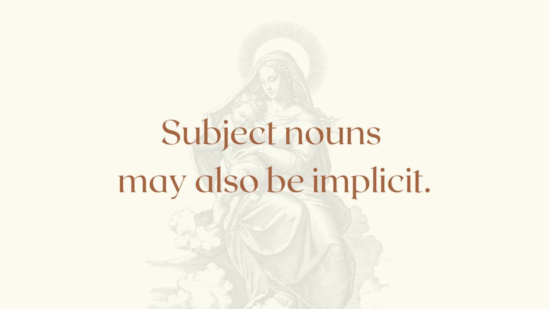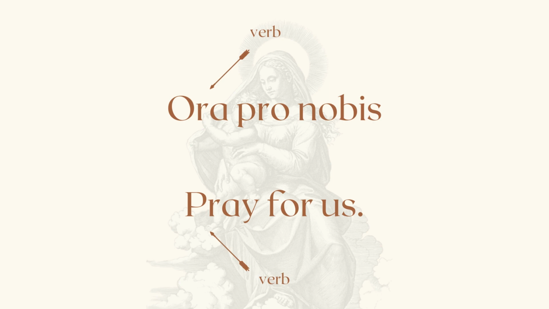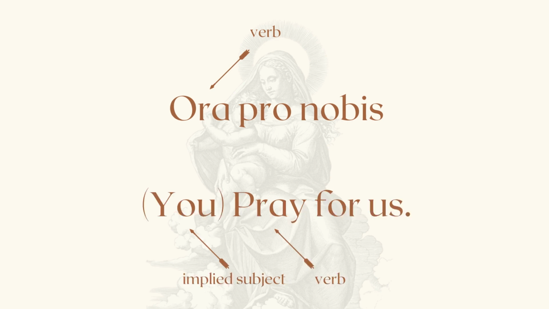Some more things about subjects. They're not always explicitly stated. Sometimes a subject can be implied. Here's an example. If we say, ora pro nobis, pray for us, we can find our verb, pray, but what's the subject? Who is doing the praying? Is it us? No, it's not us. We want Our Lady to pray for us. So let's look at it again. You can see that we are addressing Our Lady. We're really saying, you pray for us, please. The you isn't stated, but it's implied.